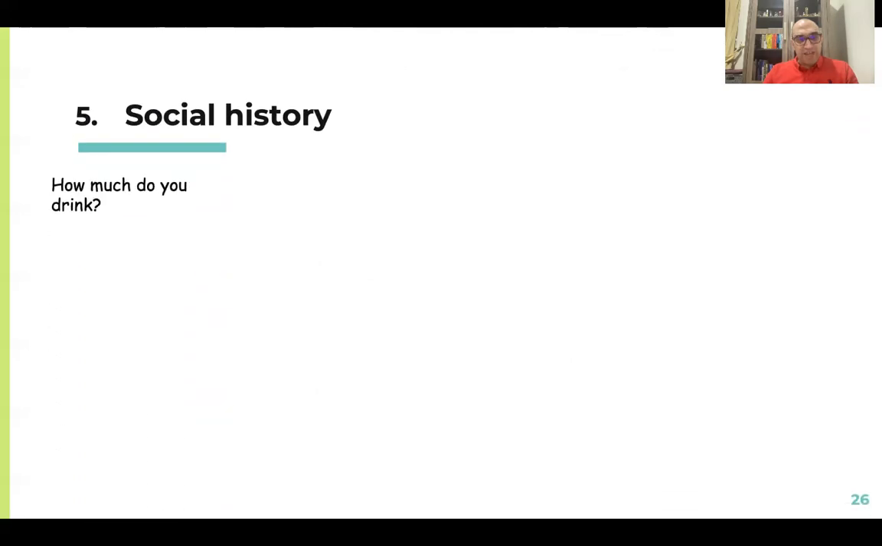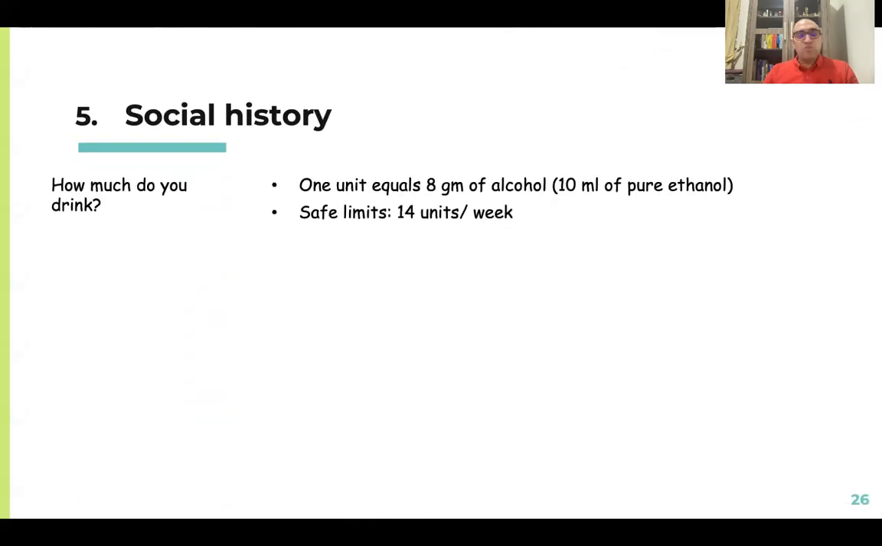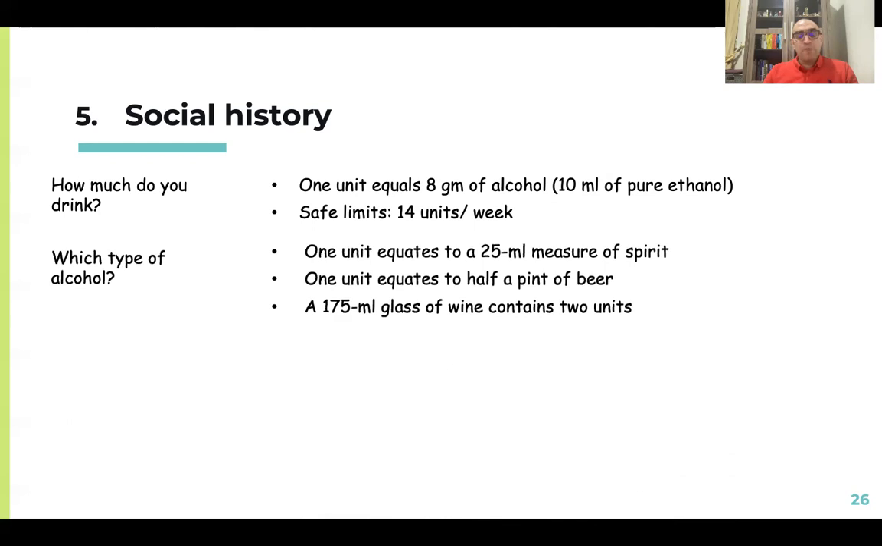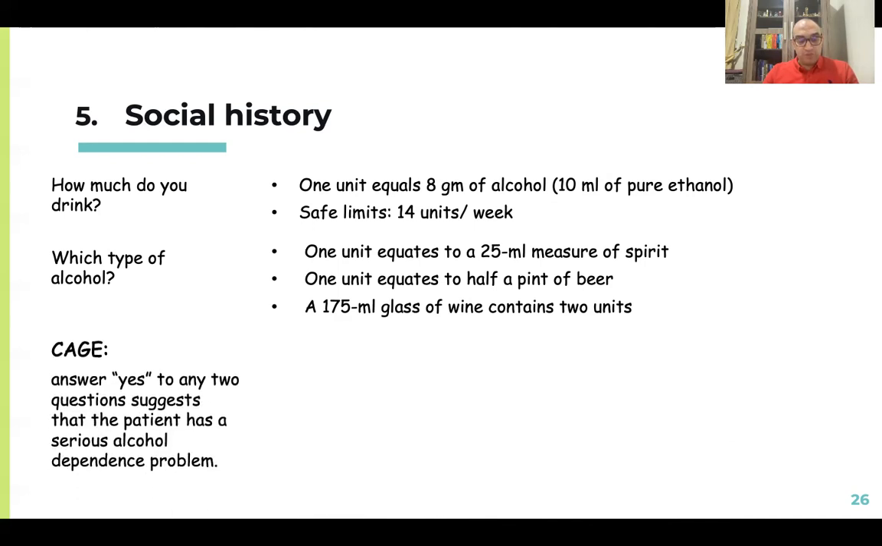And also for alcohol, you need to know that 1 unit equals 8 grams of alcohol, equal to 10 milliliters of pure ethanol. The safe limit of alcohol is 14 units per week. Also, 25 milliliters of spirit equals 1 unit, half a pint of beer equals 1 unit, and 1 glass of wine contains 2 units.